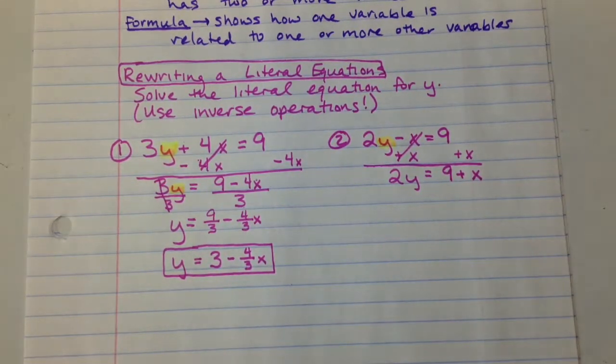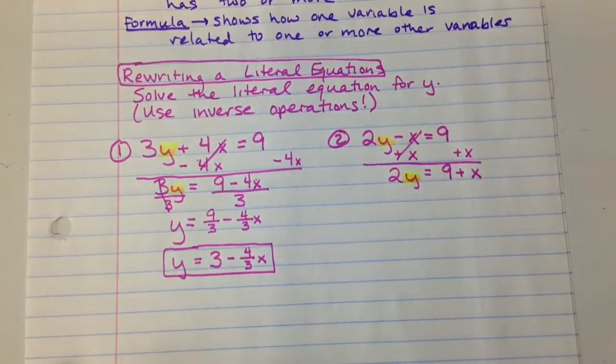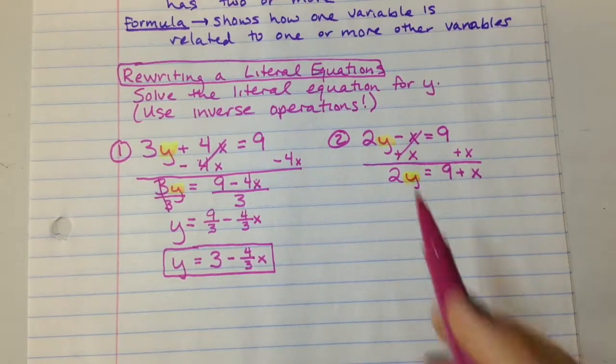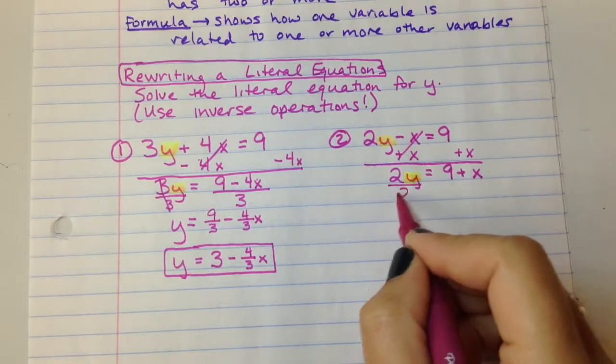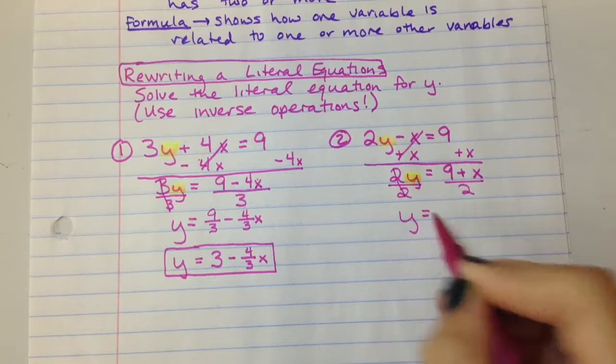We have 2y equal to 9 plus x. We're still trying to solve for the y, so I'm going to highlight it. To use inverse operations to get the y by itself, currently 2 and y are multiplied, so to undo it, I do a big division sign on both sides. Hooray! The y is isolated.